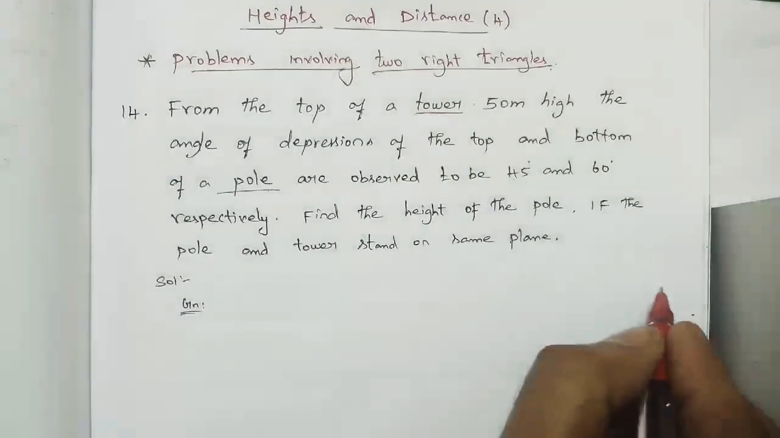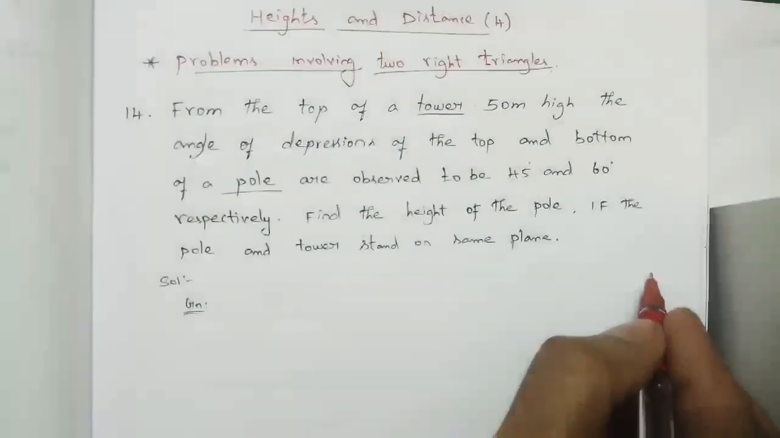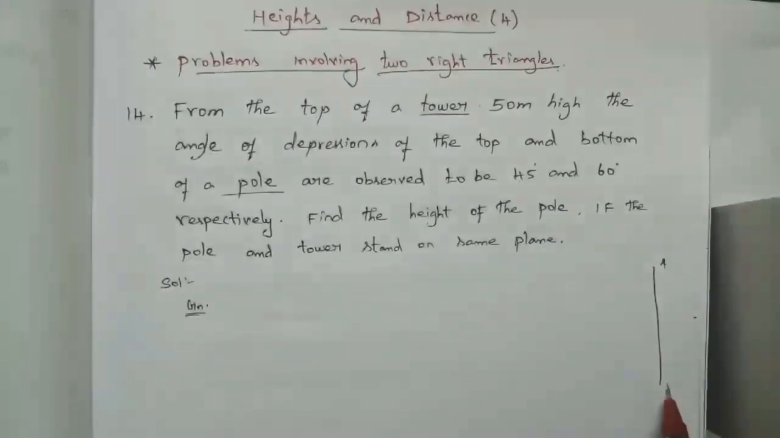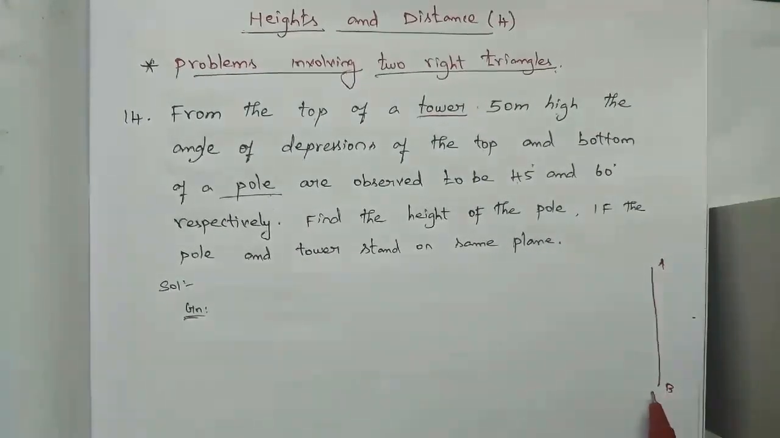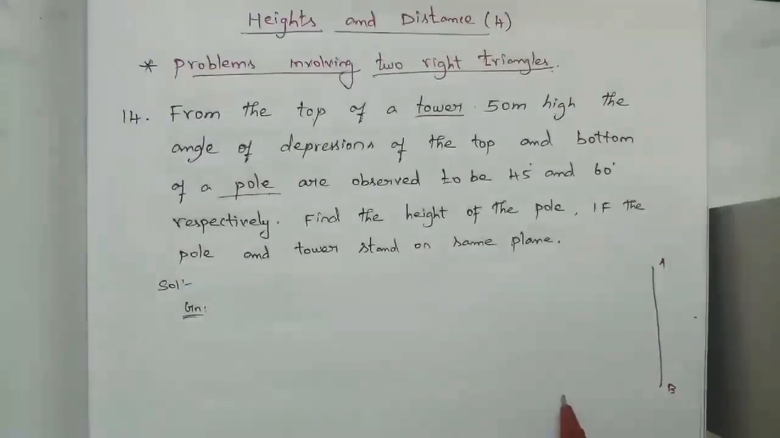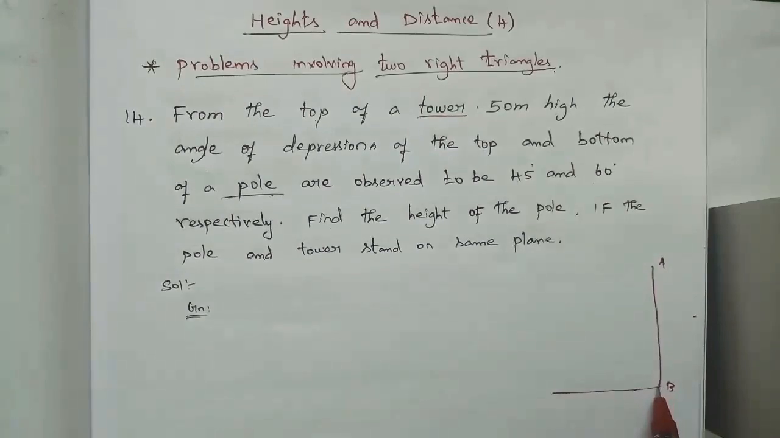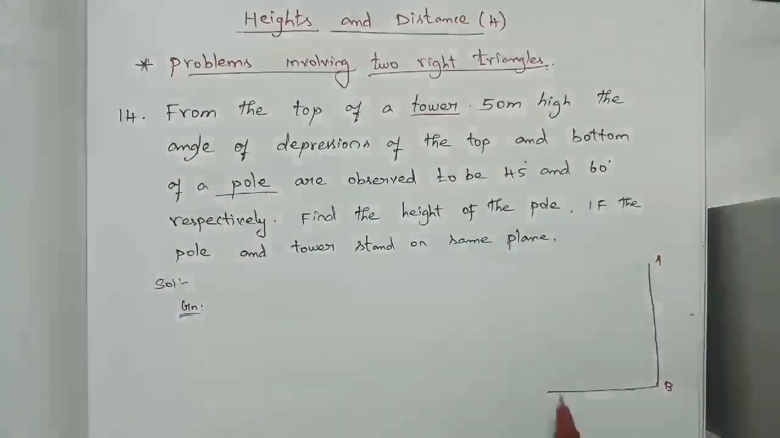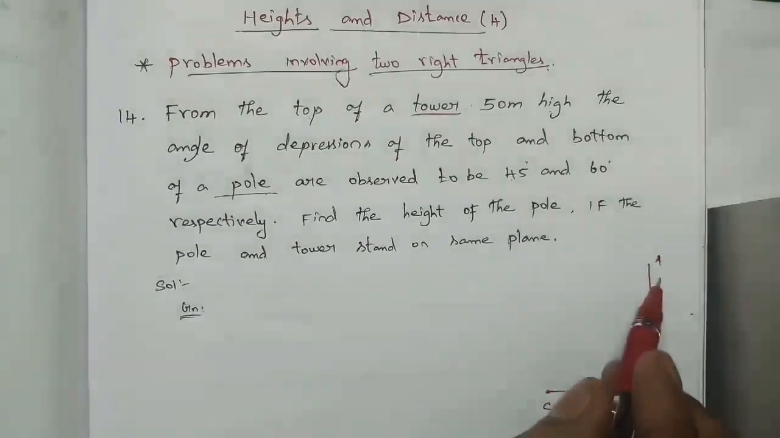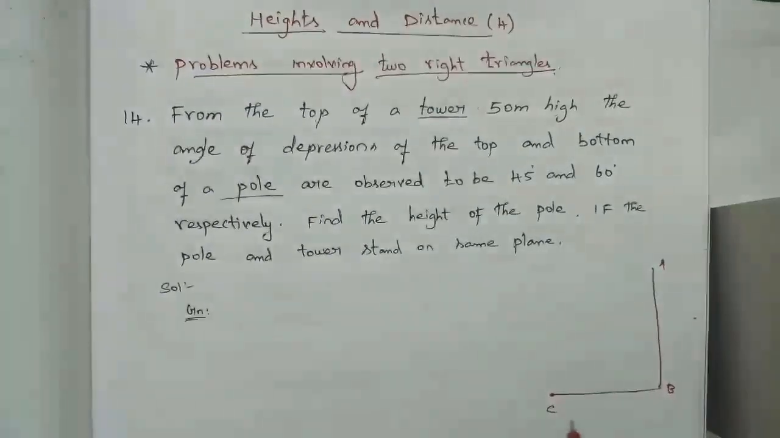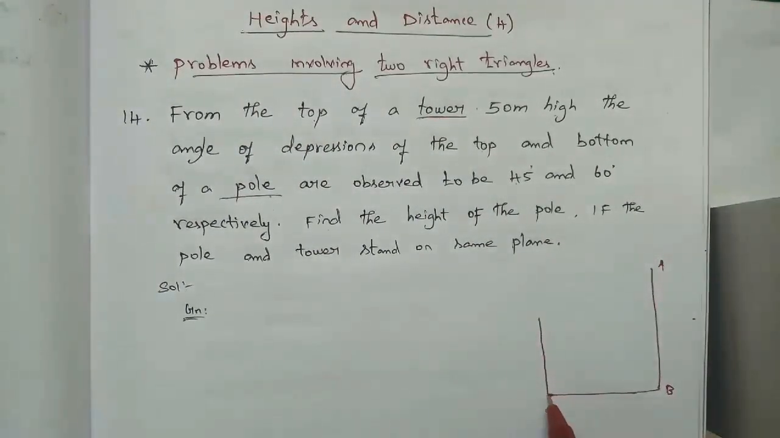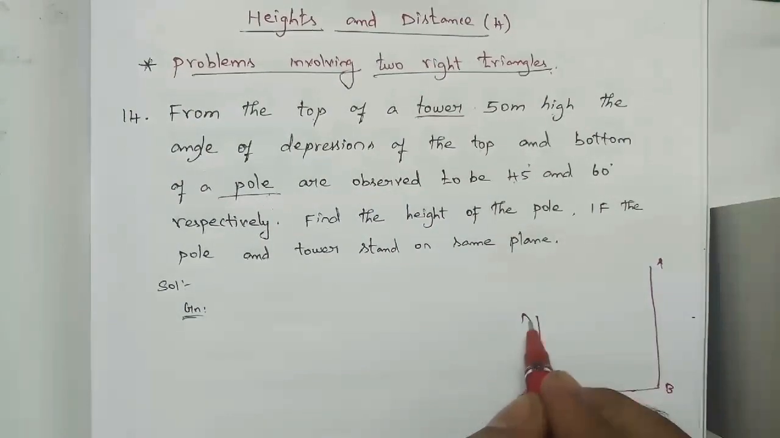So first I'm drawing that. See, AB is the tower. A is the top of the tower. B is the foot of the tower. And they told you that both tower and pole are standing on the same plane. So B is the foot of the tower, A is the top of the tower, C is the foot of the pole, and D is the top of the pole.